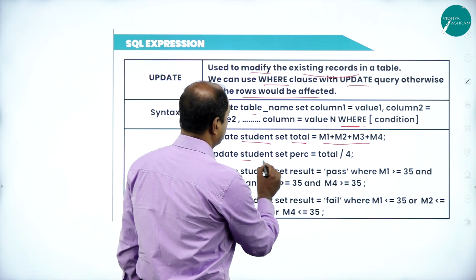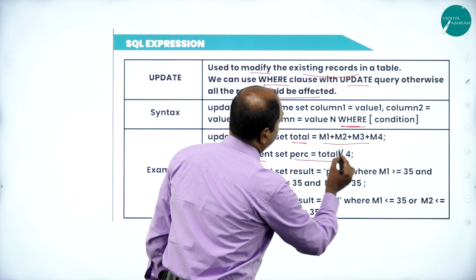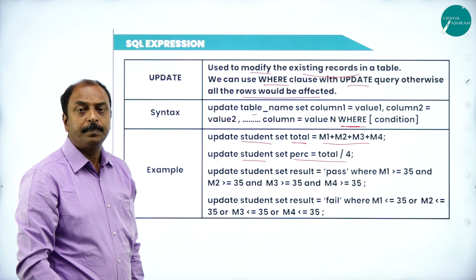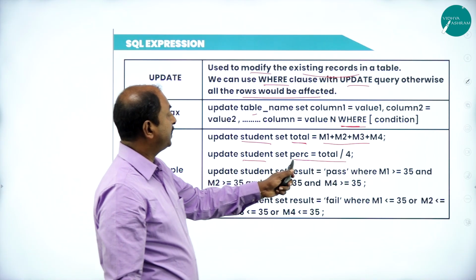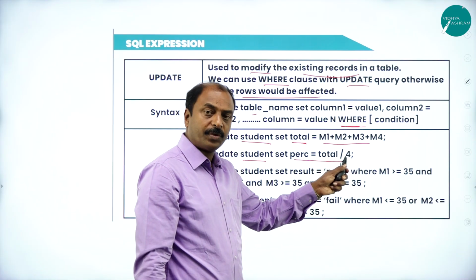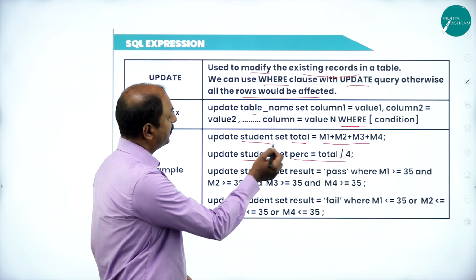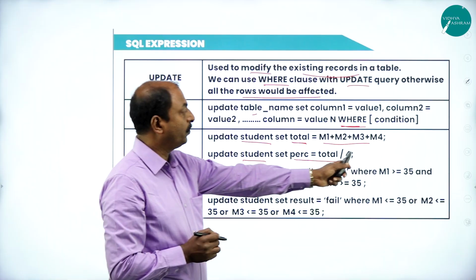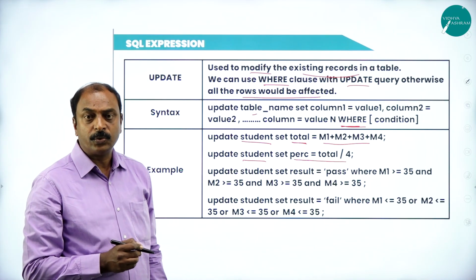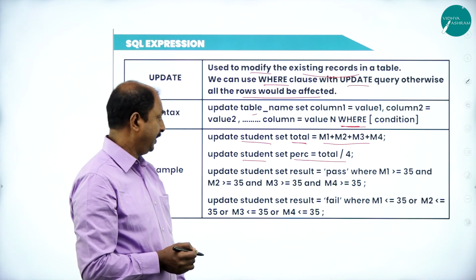Similarly, update student, set percentage. We are going to calculate percentage. So here percentage equal total divided by 4. This is a formula and semicolon. And again here no where clause, so it is going to update the values for all the records in a table.